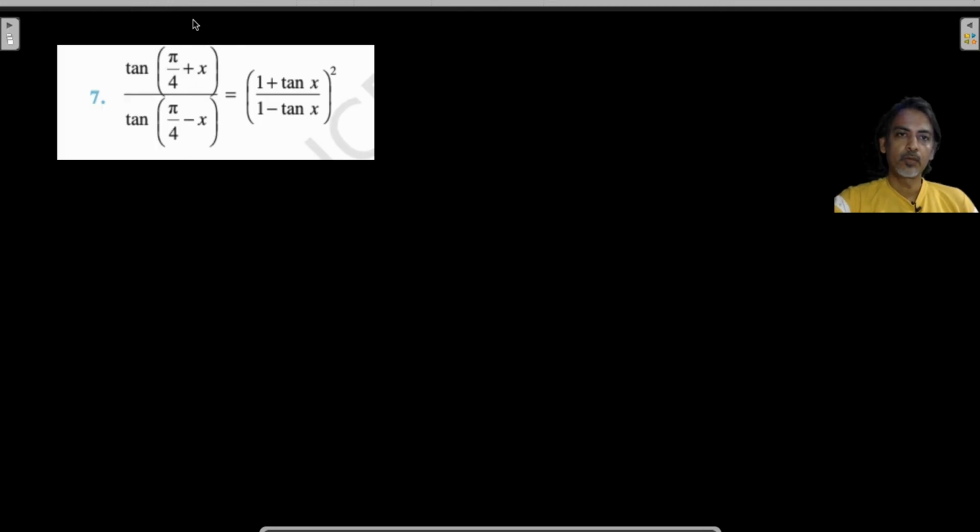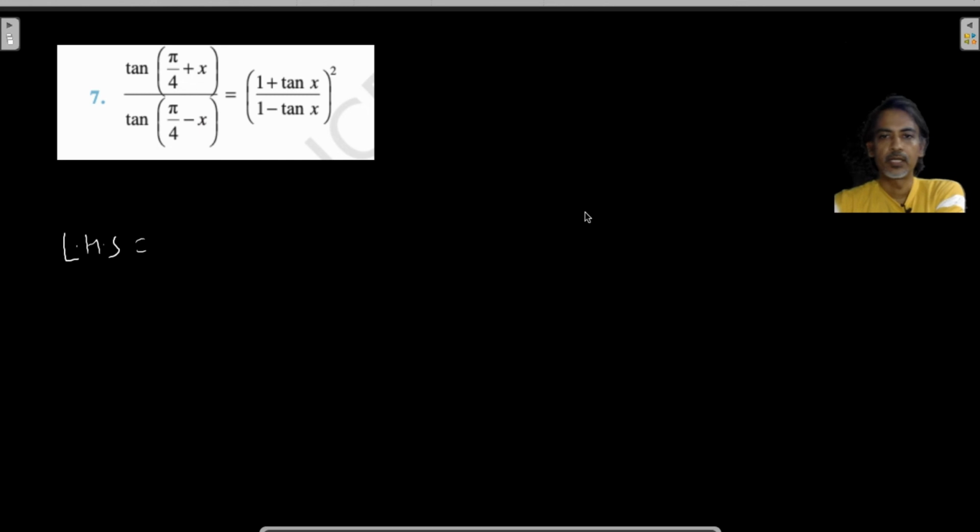So the next problem is talking about tan of pi by 4 plus x, divided by tan of pi by 4 minus x, and we have to prove that it is equal to 1 plus tan x divided by 1 minus tan x whole square. So again, if you look closely, you can see that if we call pi by 4 as a and x as b, then this is nothing but tan a plus b, and the denominator is tan a minus b. So we know the formula of tan a plus b and tan a minus b, right?